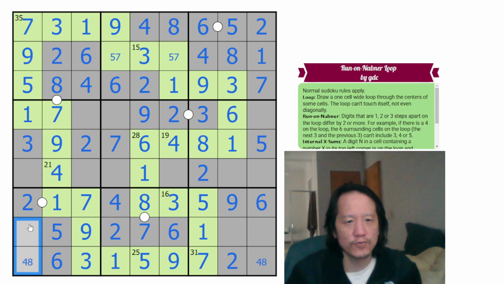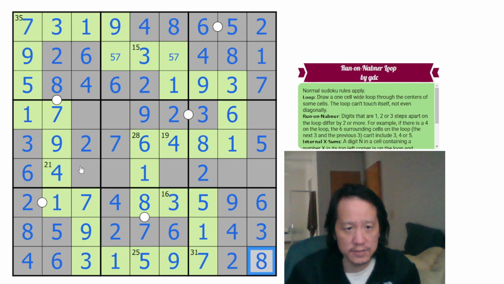This is a 4, 8, 4, 8 pair. This can't be 6, so this has to also be 4, 8, which makes that a 6. This is 3, 4, 8, but this can't be 3, so this is 3. This has to be 4, 8. But this can't be 8 anymore because of that 8, so this is a 4, which makes this an 8, which makes that a 4, which makes that an 8.